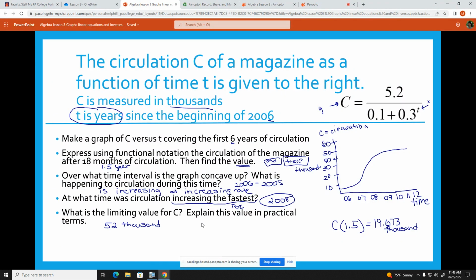So then we're to explain in practical terms. And what that means is circulation will never go beyond 52,000. And so whatever the magazine is, there's just a limit to how many people are going to buy it. So it doesn't matter how much advertising they do. There's only so many people that are ever going to buy a magazine, and particularly on any particular topic. So that is the limit for this magazine.